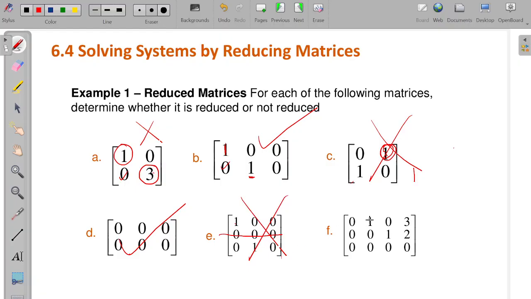Now if you look at this, a leading one, another leading one to the right, and all the other elements in each of those columns are 0. And all the zero rows are at the bottom. So this is also a reduced matrix. That's how to know a reduced matrix. So we are going to be reducing our matrices to a reduced matrix. Please take note of that.